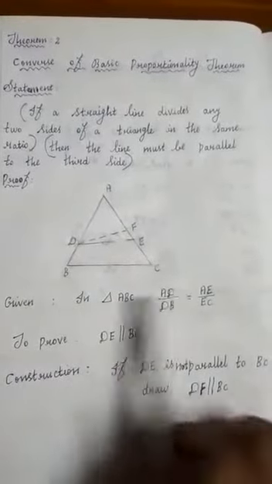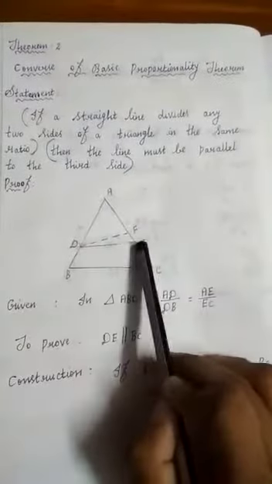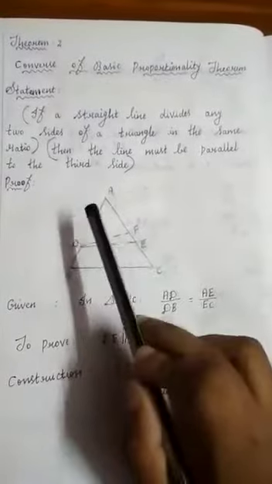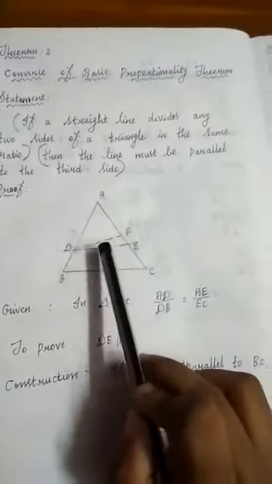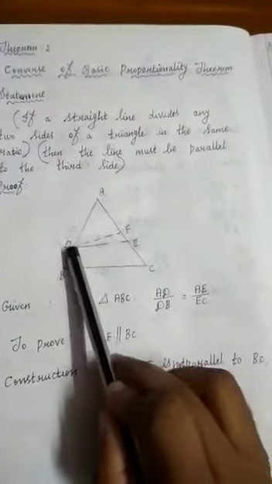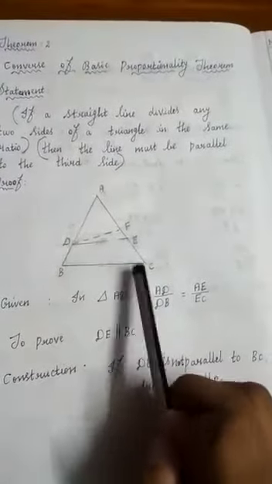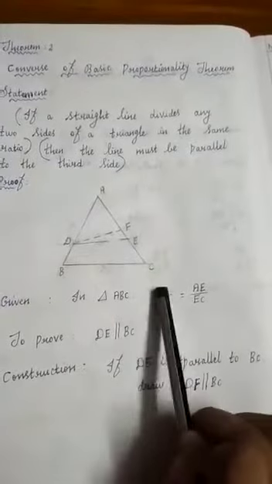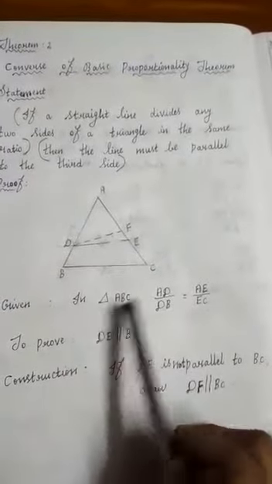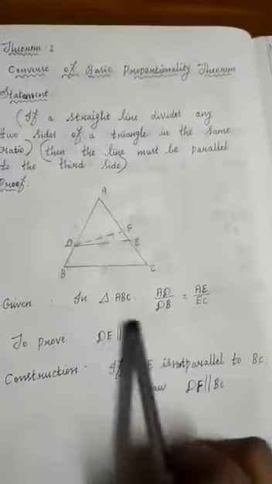Okay, so this is the given part. What do you want to prove? This straight line divides the sides in the equal ratio, then you can say that the straight line must be parallel to the third side. That means you need to prove DE is parallel to BC. That one only you need to prove. In the BPT, this is the given part and this is the proving part. But in the converse of BPT, this is the given part and this is the proving part.